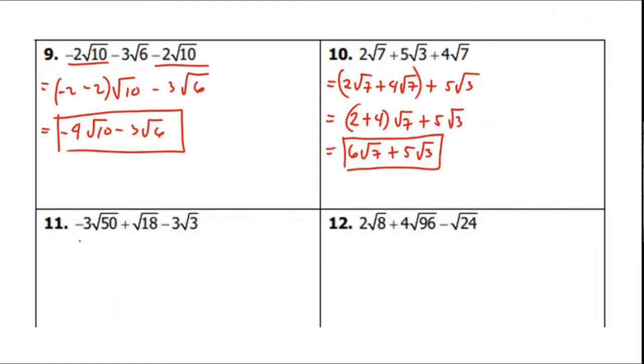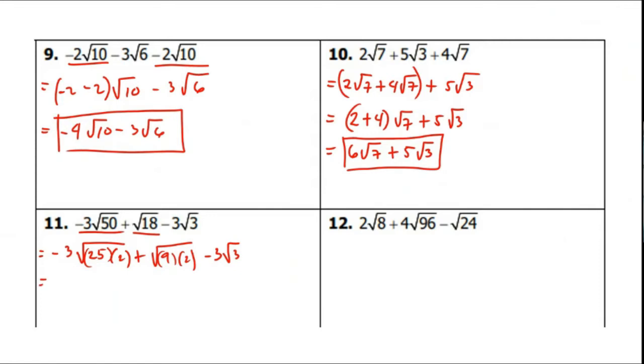Moving on, we will have number 11, negative 3 square root of 50 plus square root of 18 minus 3 square root of 3. Okay, so we have the first two terms as radicals that can be written in simplest form. So we have negative 3 square root of 50 can be written as 25 times 2, plus square root of 18 can be written as 9 times 2, minus 3 square root of 3. It is already in simplest form.